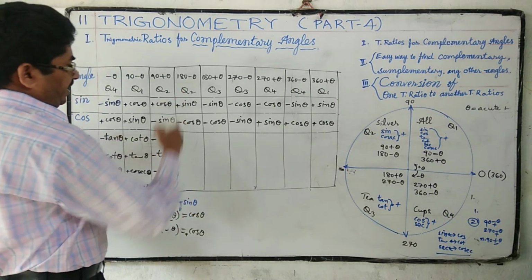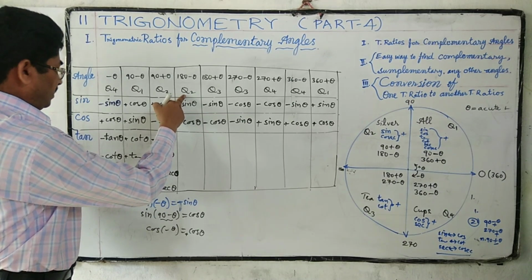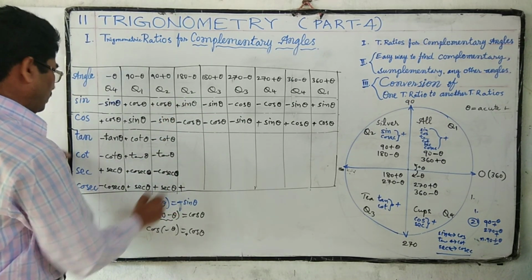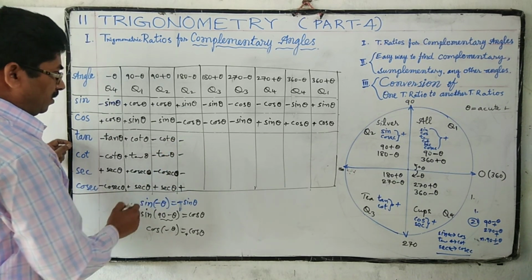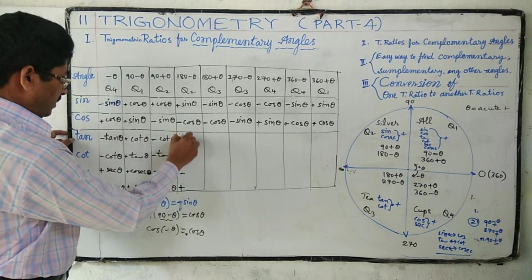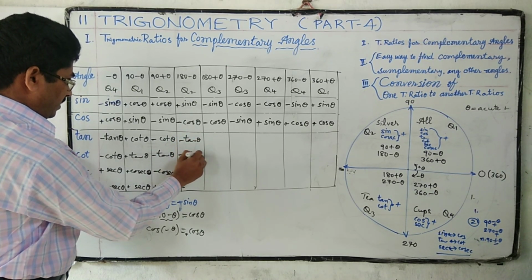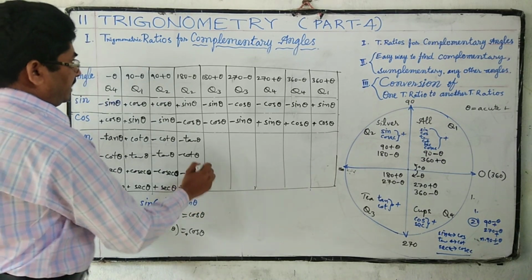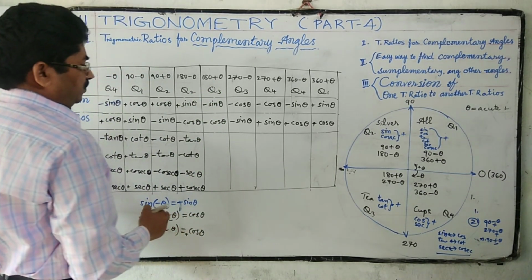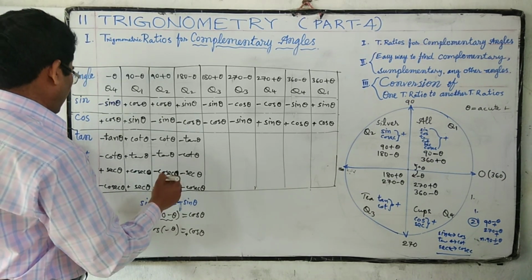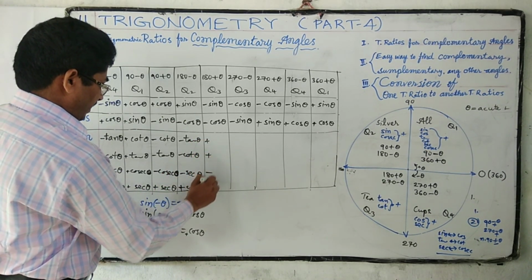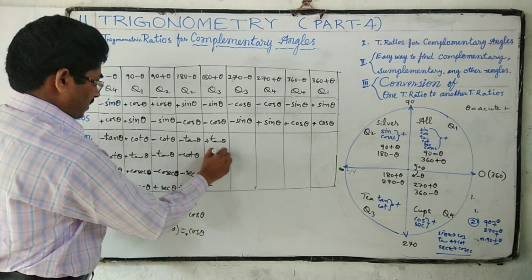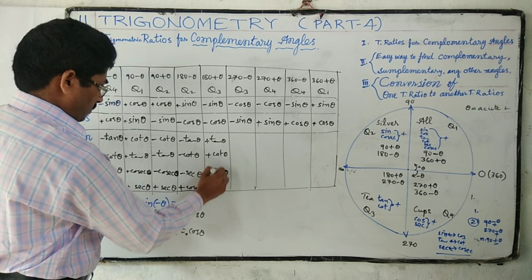Next, 180 minus theta, second quadrant all silver, sine and cosec only plus, remaining all minus. No need to change the function: tan theta, cot theta, sec theta, cosec theta. Next, 180 plus theta, third quadrant all silver T, tan and cot only plus, remaining all minus. So no need to change the function.